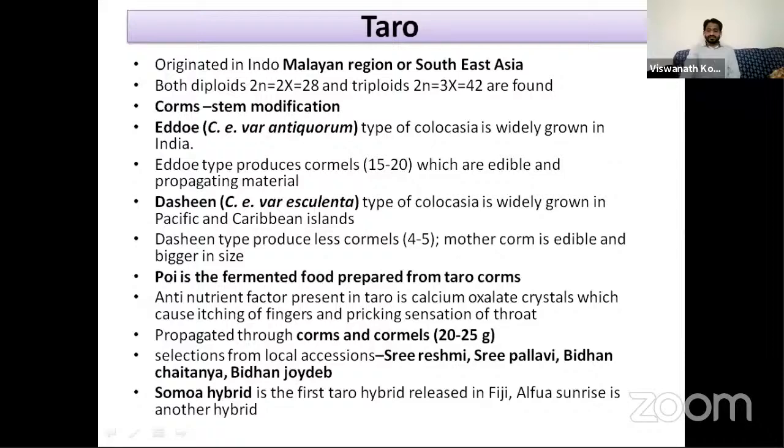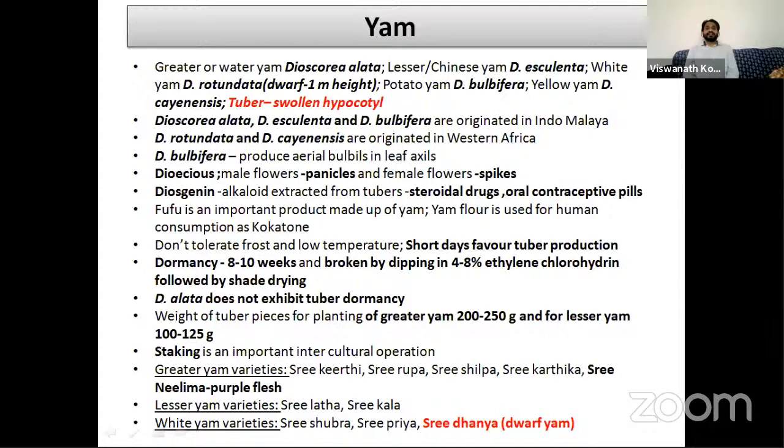So yam, there are actually three types of yams. Greater yam or water yam, one is Dioscorea alata. There is lesser yam or Chinese yam, Dioscorea esculenta. White yam, Dioscorea rotundata. This white yam is also having dwarf types with 1 meter height.